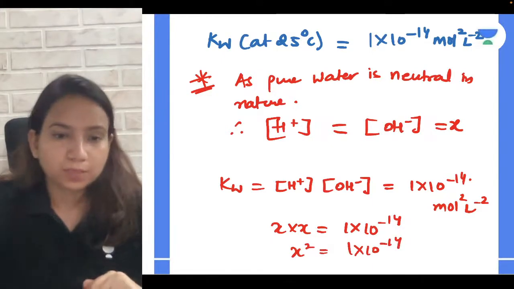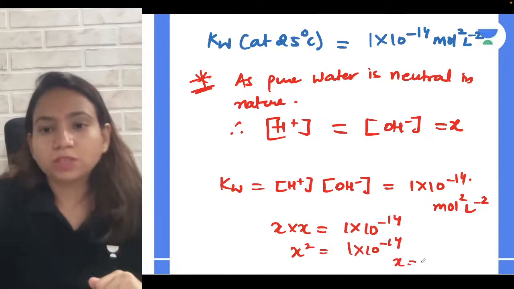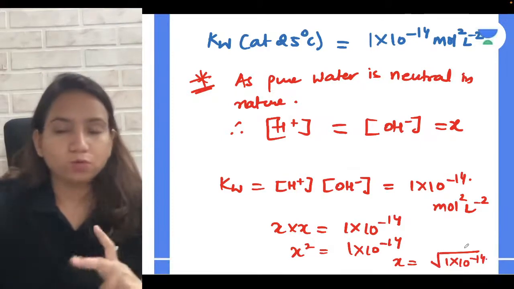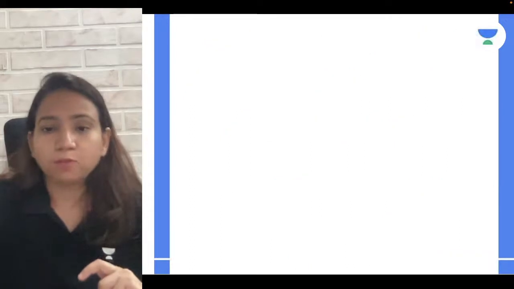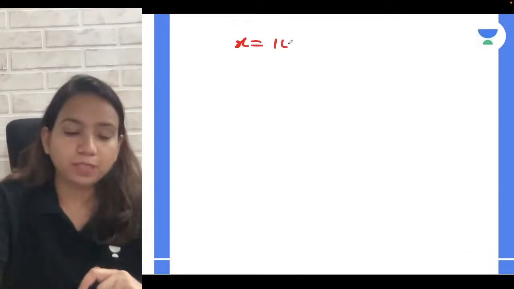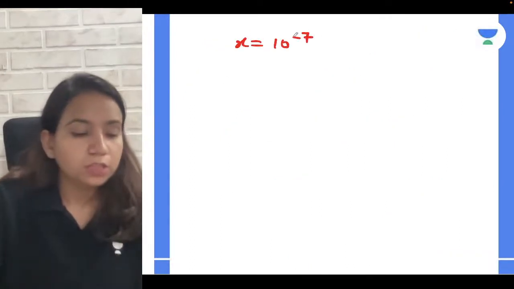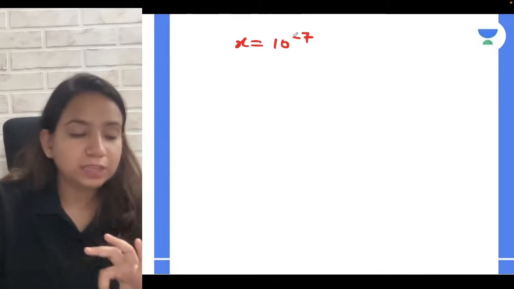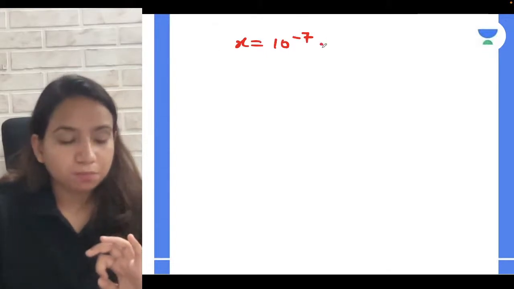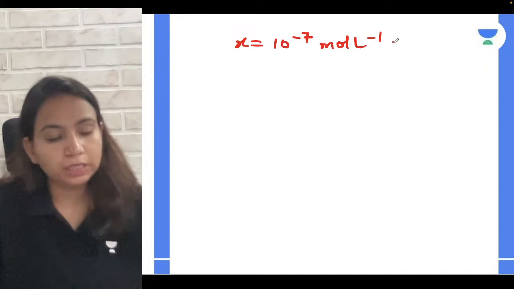And what will be X? Simple. X will be just the square root of 1 into 10 to the power minus 14. So the square root of 1 will be 1 only. 10 to the power minus 14, it is going to be 10 to the power minus 7. So X is 10 to the power minus 7, guys. 10 to the power minus 7, obviously mole per liter.